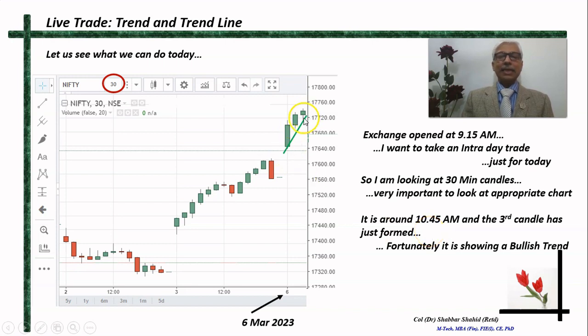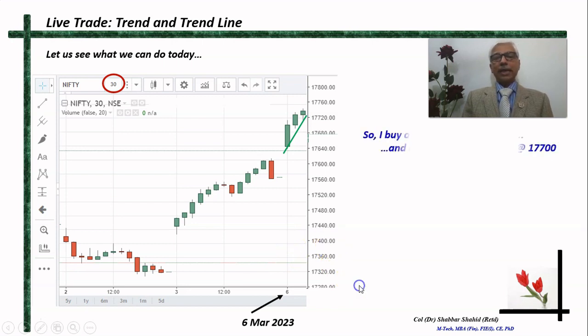and the third candle has just formed. This third candle, this was the first candle of the day on 6th. This was the second candle. This is the third candle, which has just formed. And fortunately, it is showing a bullish trend. So therefore, I have joined these 3 points. And as of now, I can understand that the day is going to be strong. It is going to be an upward move during the day.